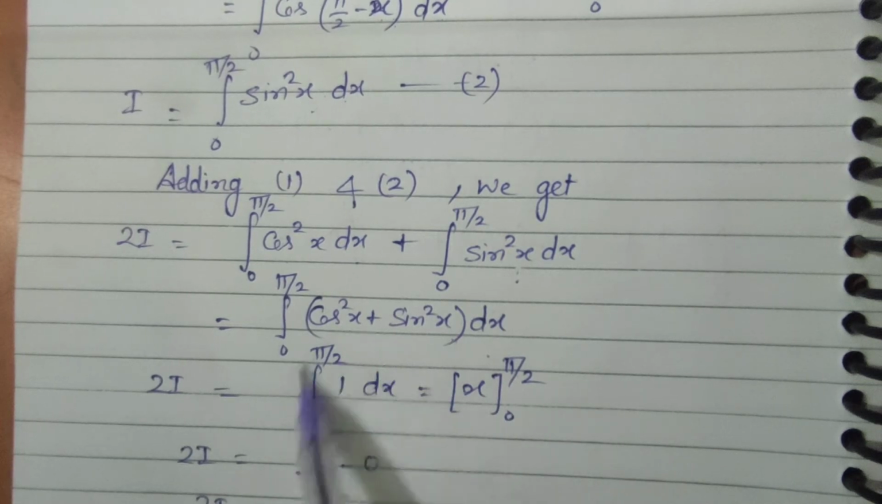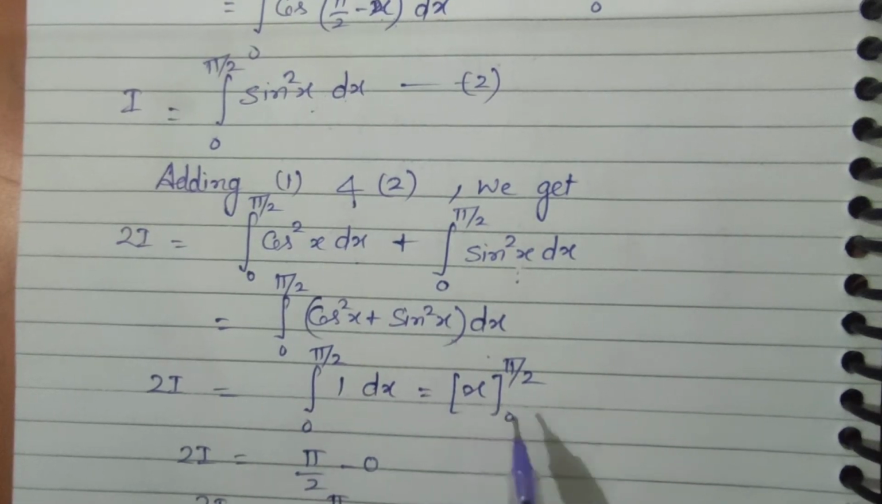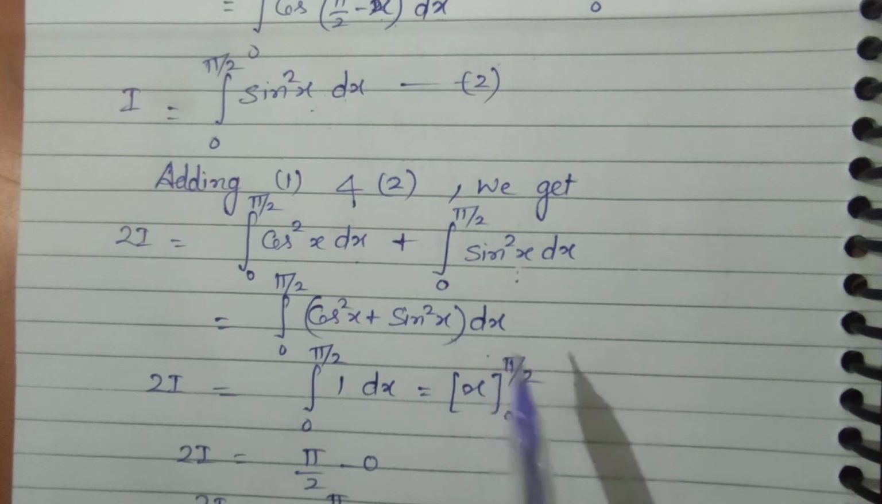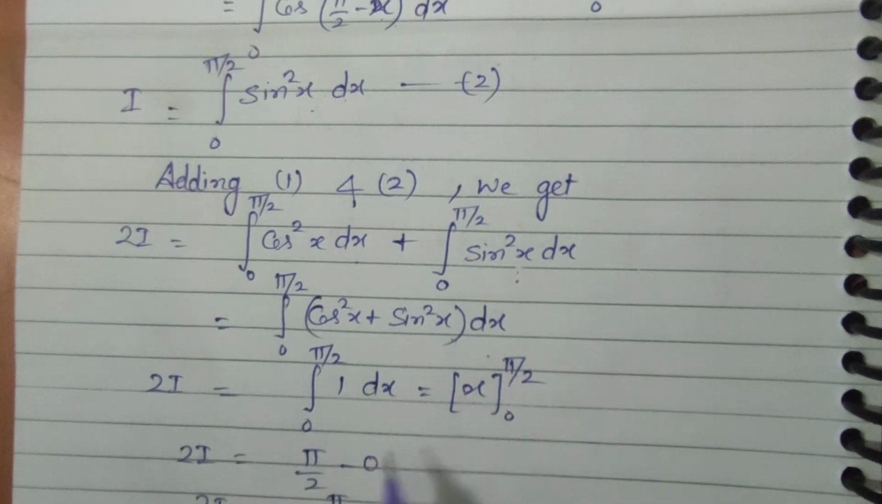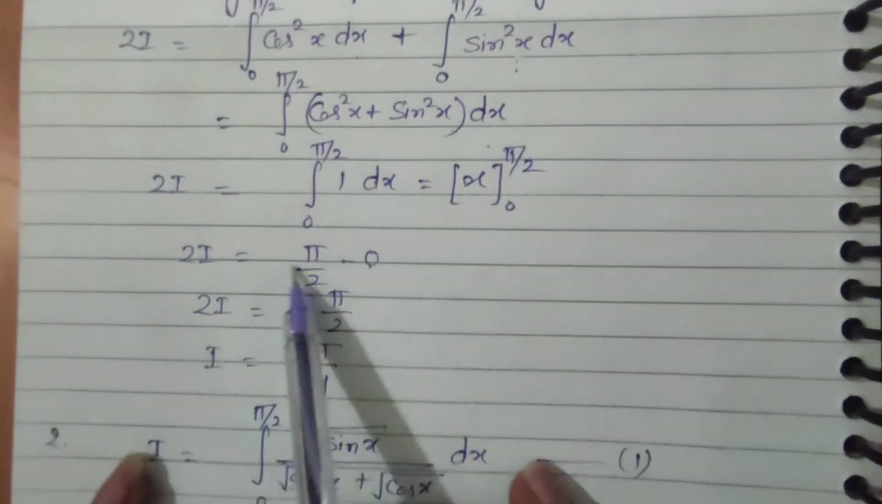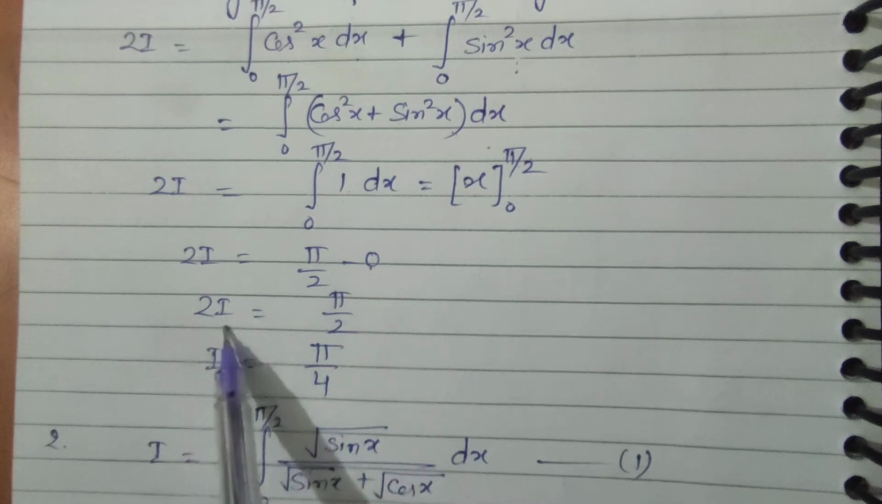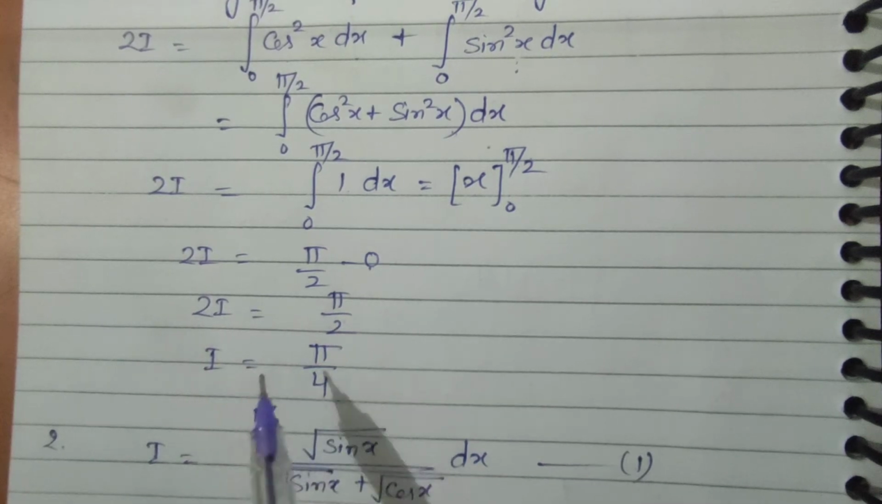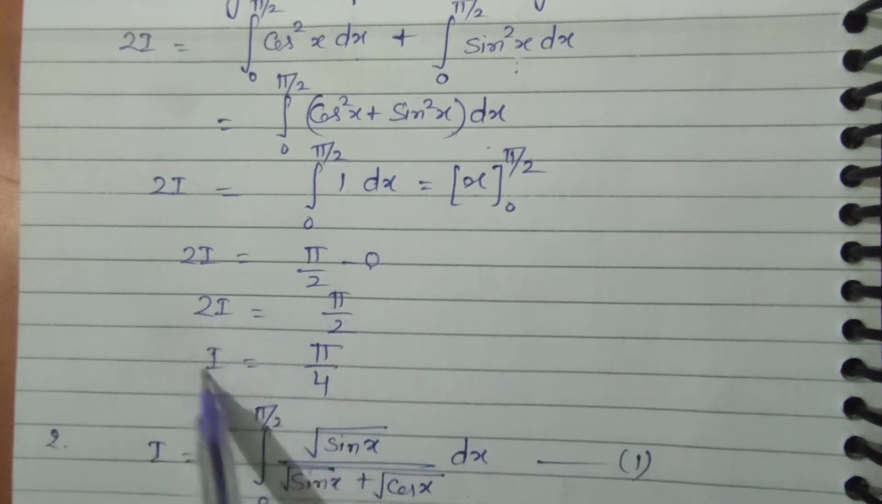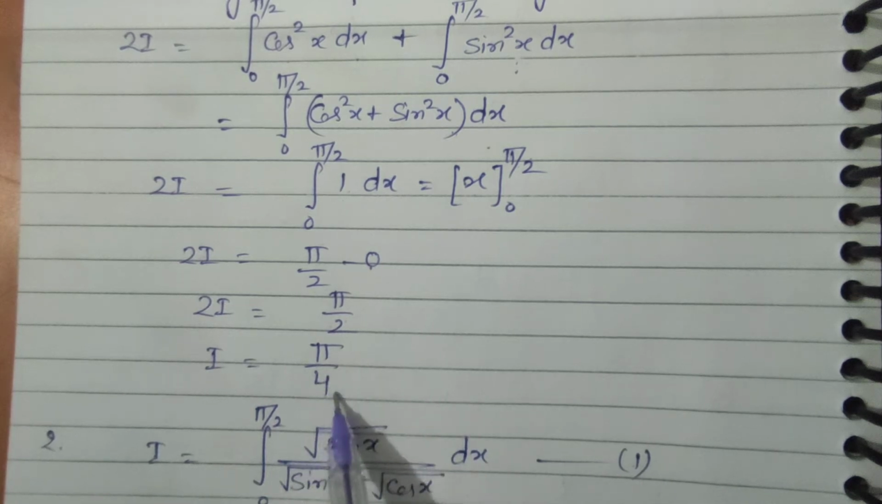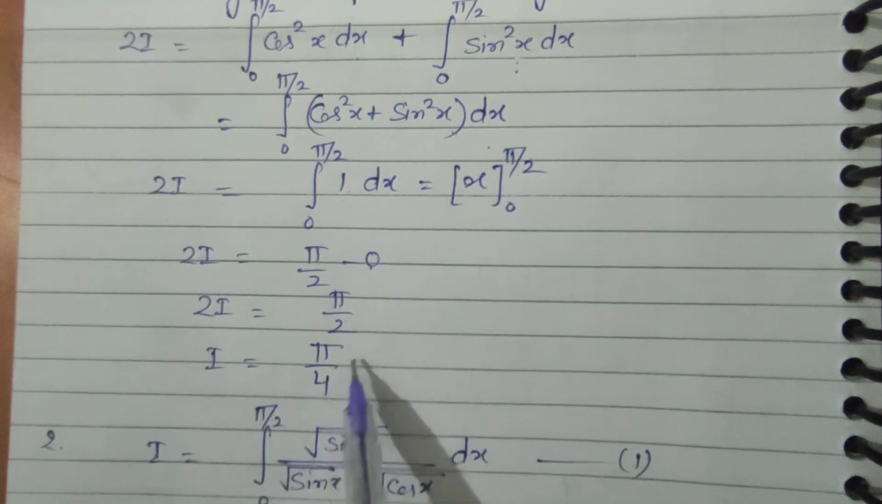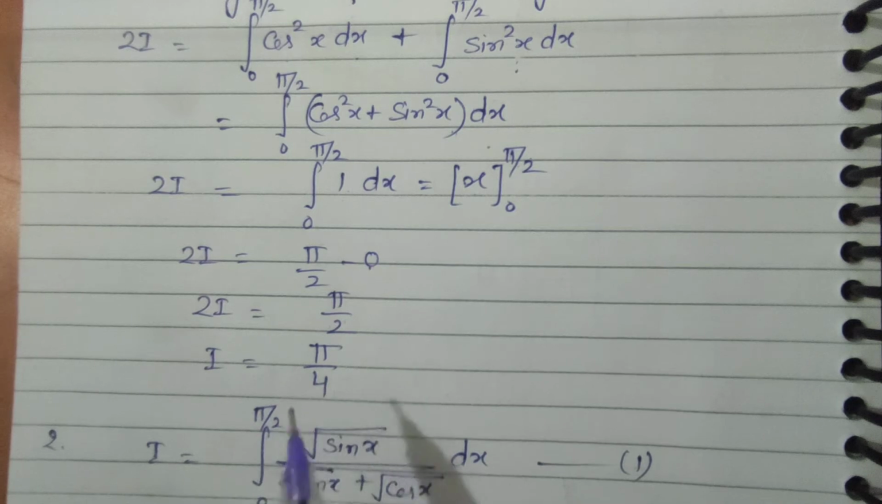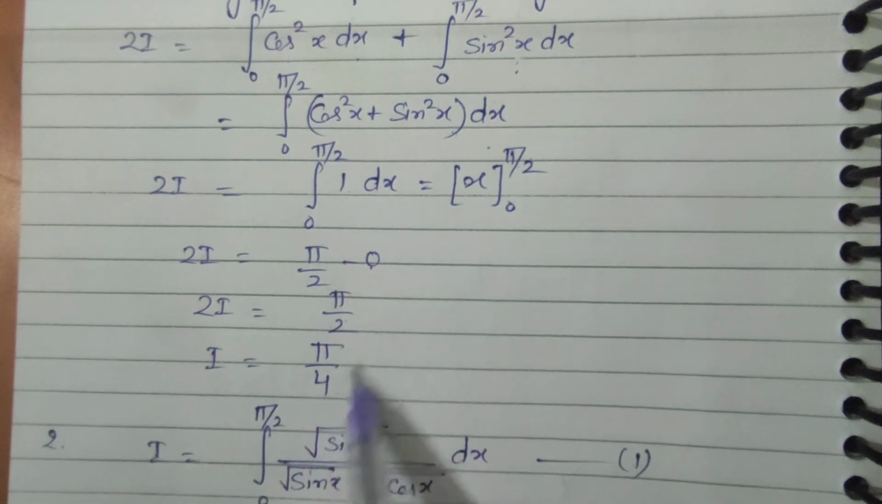So we will solve it. The integration of 1 is x, limit is 0 to pi by 2. Then we will put firstly pi by 2, then 0. So pi by 2 minus 0 is pi by 2. It is the value of 2I, but we have to find the value of I. So 2 will divide here, it is pi by 4. This is the answer. So the integration of cos square x, limit 0 to pi by 2, is pi by 4.